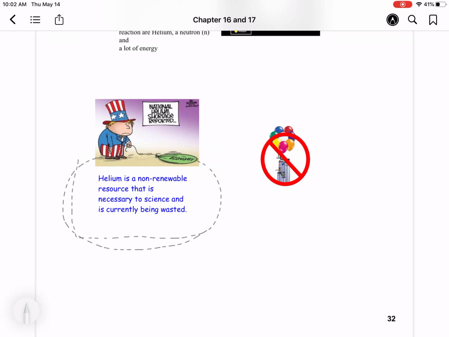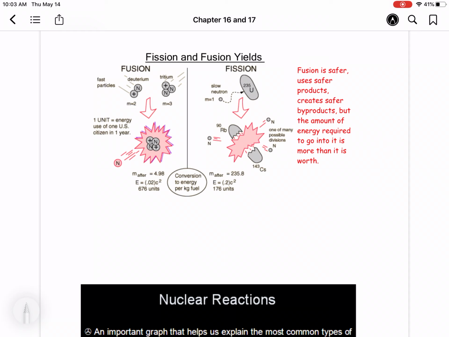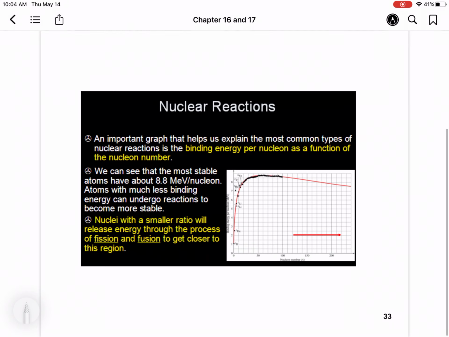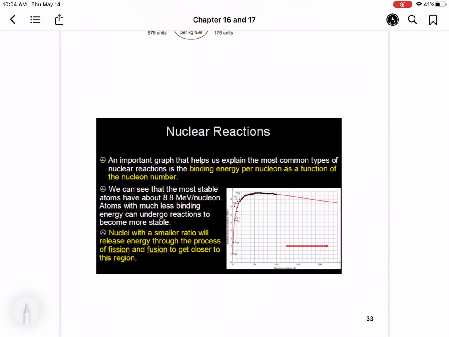Okay, so fusion is safer, uses safer products and creates safer byproducts, but the amount of energy required to go into it is more than it's worth, right? You have to use a lot of energy just to get fusion going, and the products are not available in abundance. Whereas with fission, the products are a lot more available, and they give us just as much energy essentially, with one issue being that these byproducts are bad, right? So keep that in mind. We'll go to the next page here.